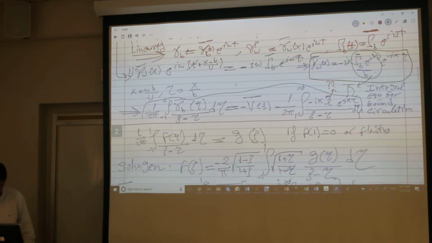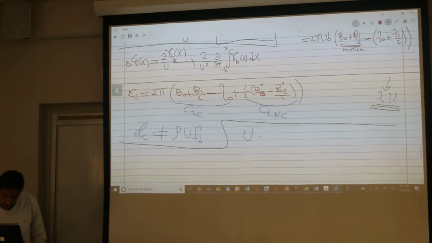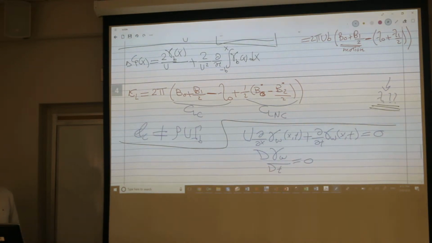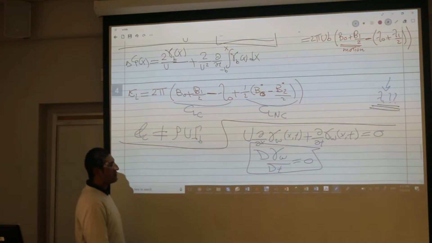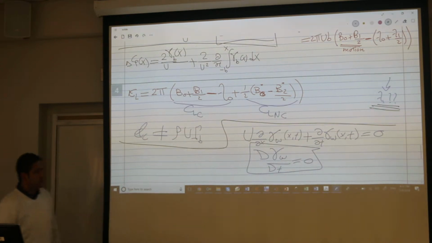Very nice equation. I'll just copy it there. U partial x gamma wake of x and t plus partial t gamma wake of x and t is 0. This looks like d gamma by dt, the total derivative, is 0, and that's correct. This is the 2D vorticity equation. The vorticity equation in two dimensions is d by dt of the vorticity equals 0 for an inviscid flow. So you just recover it here from the pressure equation that we got.